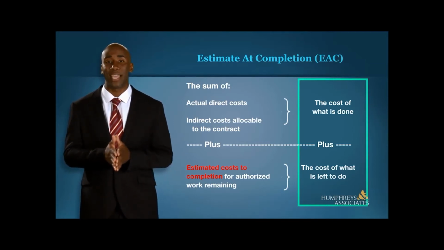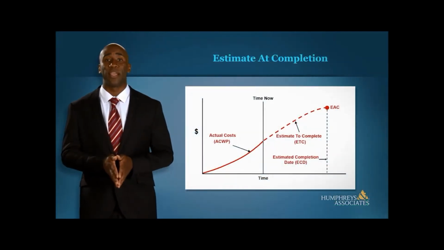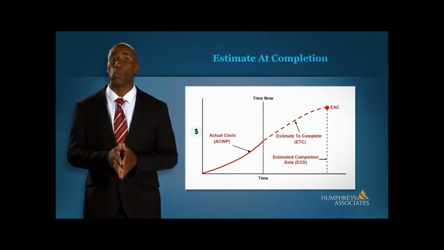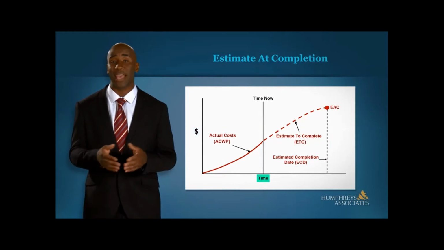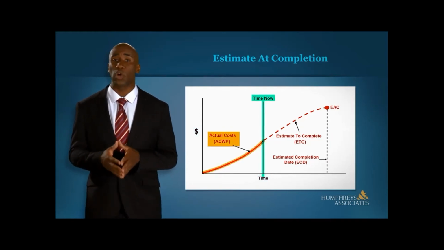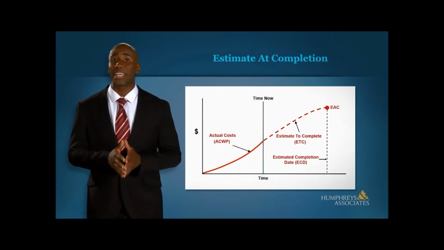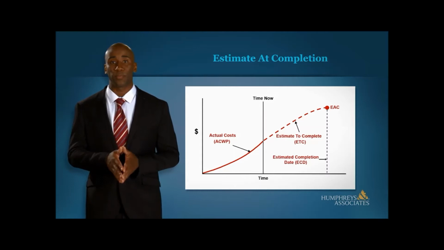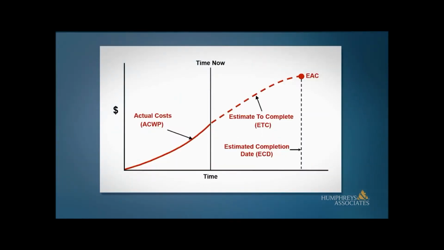Another way to look at it is like this. This chart shows resources on the y-axis and time on the x-axis. Actual costs, ACWP, have been recorded through time now. We want to calculate the EAC. What do we have to do? The answer is to determine how much work remains to be accomplished and then estimate how much time and cost it will take to do that work.